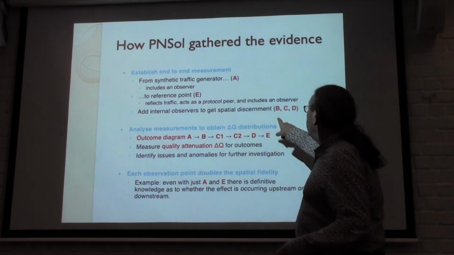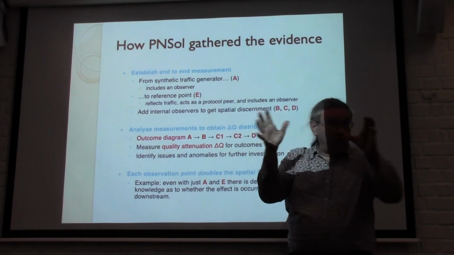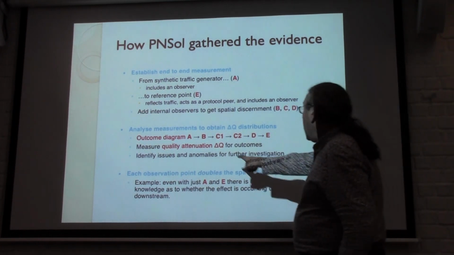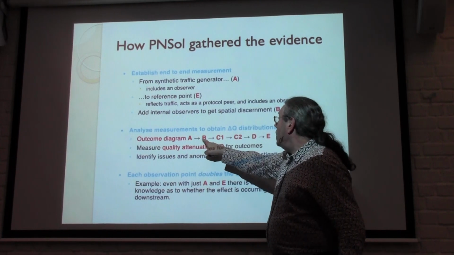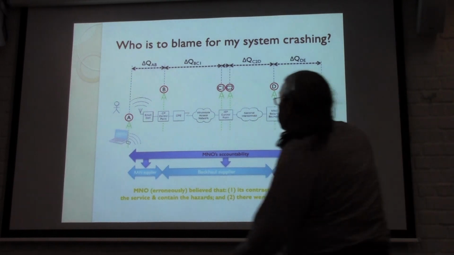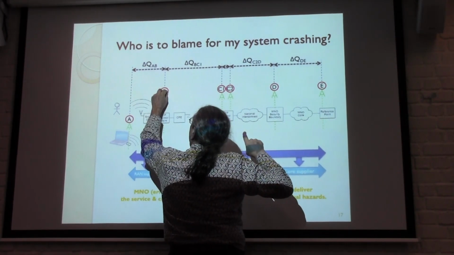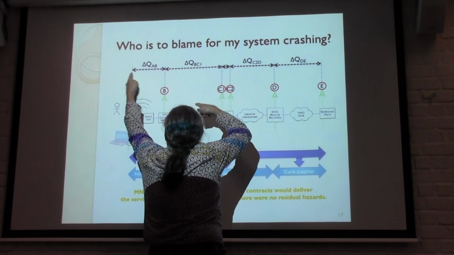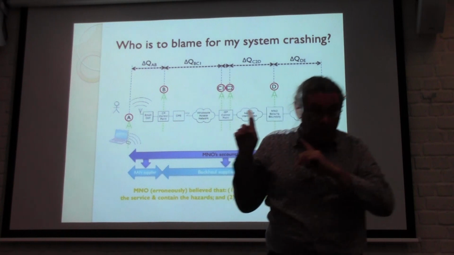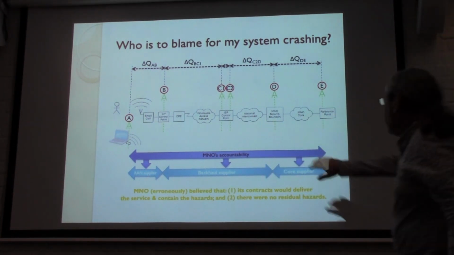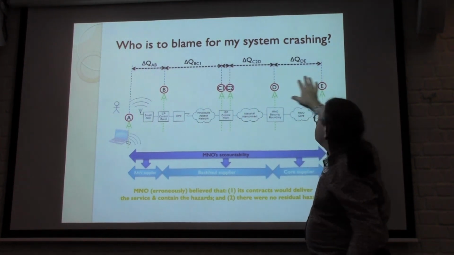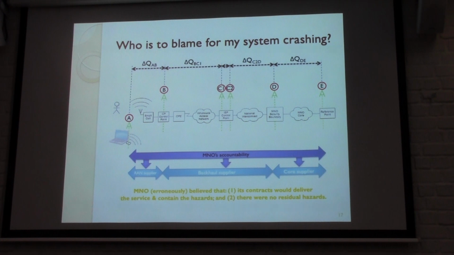And you add internal observers to get some spatial discernment, so you can actually see what's going on in different places. Okay, so you have an outcome diagram. You go from A to B, B to C1, and so on. So you can see these are outcomes. If a message starts here and arrives here, that's an outcome, and it has a delay. Also here, it has a delay, and it goes in two directions. Okay, you see what's going on, huh? And these are two separate companies. This is not the MNO, and the MNO stuff is in the center. Okay? See how it's going, huh?